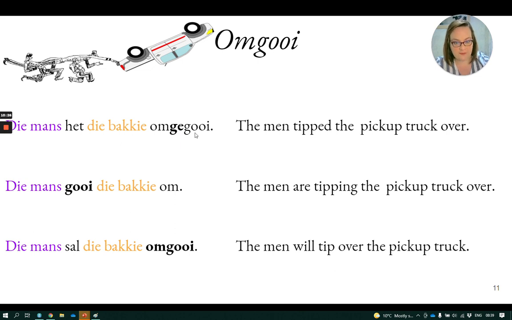Now, gooi, being the verb of the sentence, goes to the verb one position, and the om goes to the last. Die mans gooi die bakkie om. Okay? Die mans sal die bakkie omgooi. Okay, that's it. That's the rule for the compound verbs. Past tense, in the middle. Present tense, verb with whatever the preposition was to the end, and then future tense, sal with compound verb.